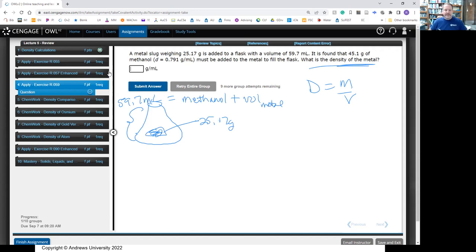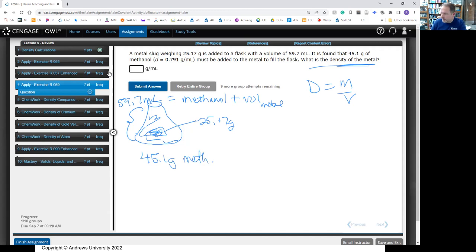How did I know that? Just kind of reading the words. I've seen this experiment before, so that helps. But I'm just kind of trying to visualize what they're saying here. All right, so it's found that 45.1 grams of methanol. So they had to fill the rest of this in with methanol. I'm going to abbreviate it meth.